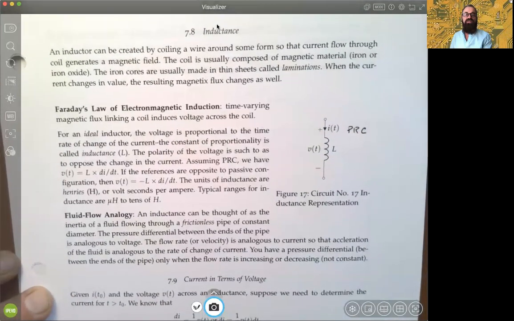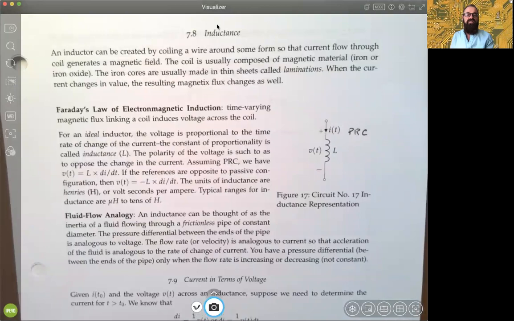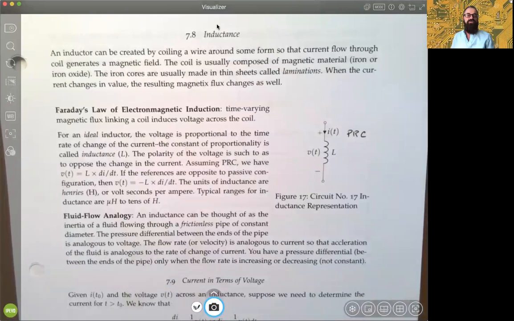There is a fluid flow analogy, like we saw before for capacitance. In this case, you can think of an inductance as the inertia of a fluid flowing through a pipe, assuming no friction. The pipe has a constant diameter, so that means no distortions in the design of it. The pressure differential between the ends of the pipe is analogous to voltage. If you have differential pressures at the ends of that pipe with the fluid flowing through it, that represents a differential voltage in the circuit. The flow rate, or velocity, is analogous to current.